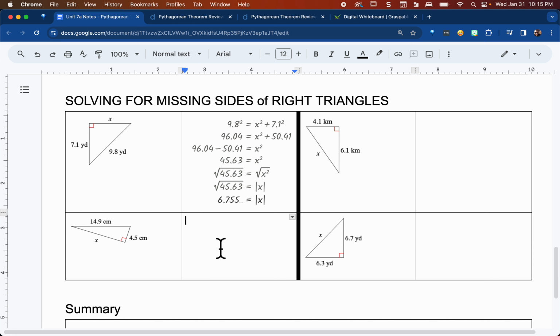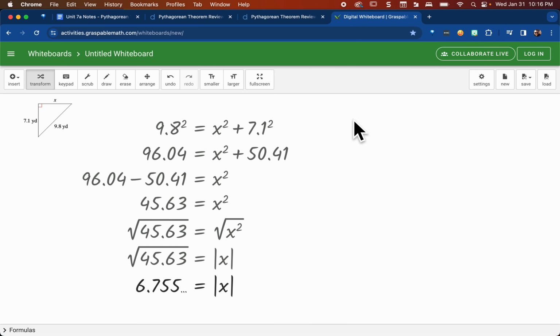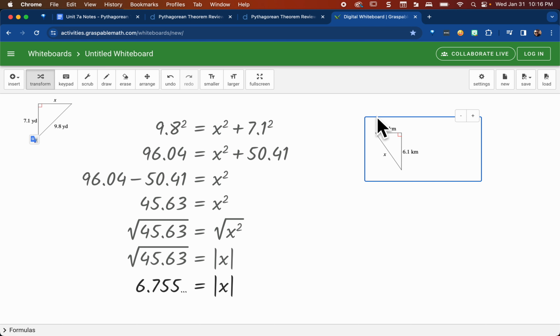I'm going to just solve one more here. Actually, no, we'll do each of them here. We'll go ahead and do all four. So I'm going to copy this picture and do it again. When you copy a picture, whether you screenshot it or clicked copy, if you insert a text box, you can drop it right into math.new. It makes it a little bit easier.